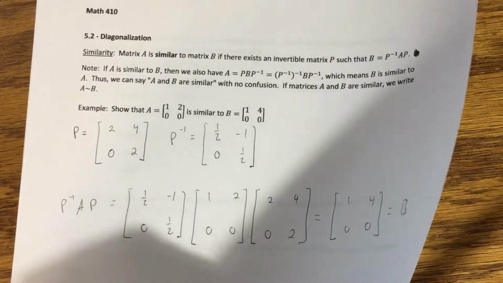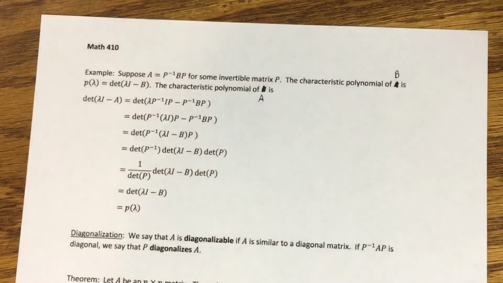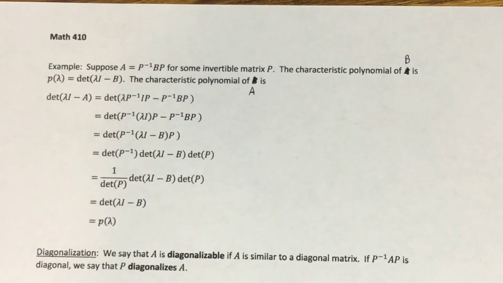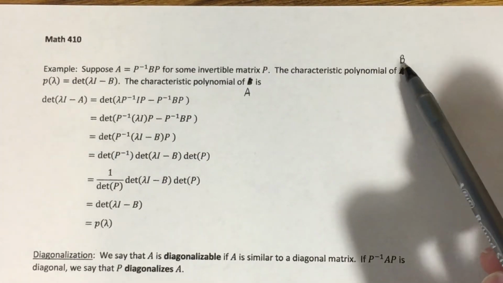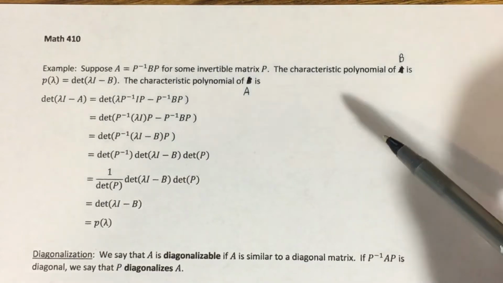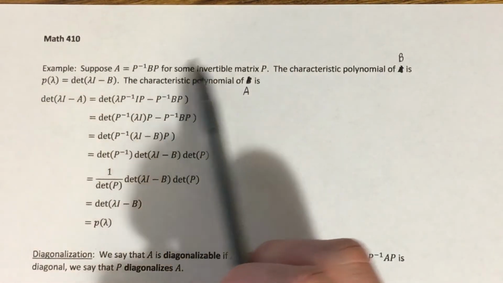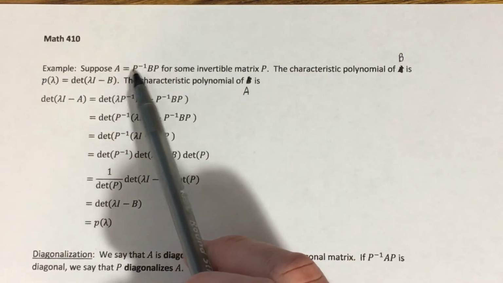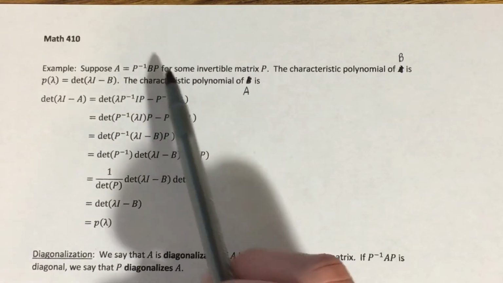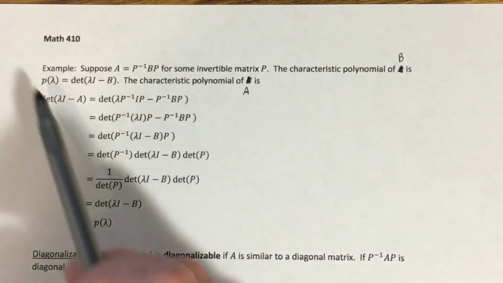Okay, let's look at the characteristic polynomial example that I mentioned. Our goal here is to show that if two matrices are similar, then they have the same characteristic polynomial. I had a couple of typos here. That's a B and that's an A. So I'm going to say, suppose that A and B are similar. In other words, we have an invertible matrix P where we can write A as being equal to P inverse BP.